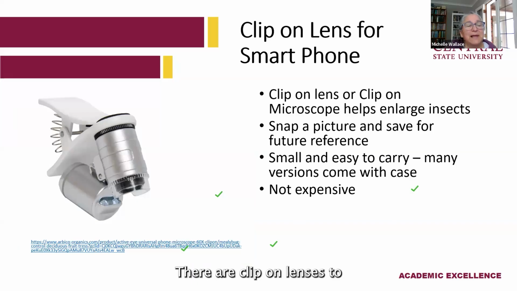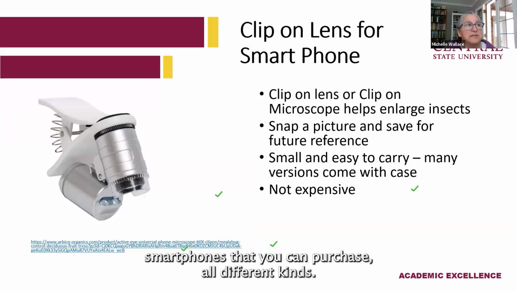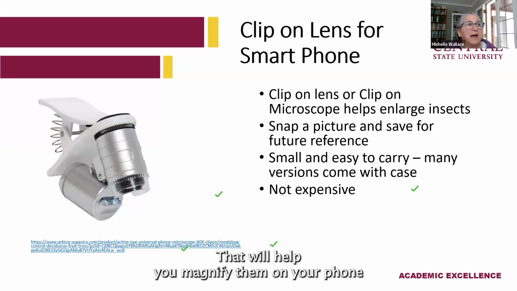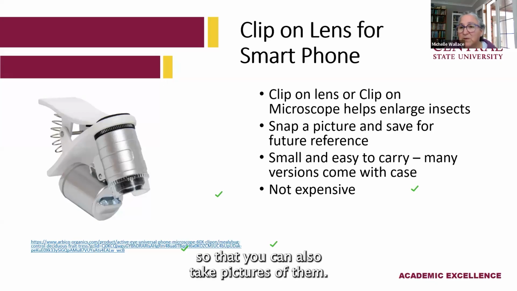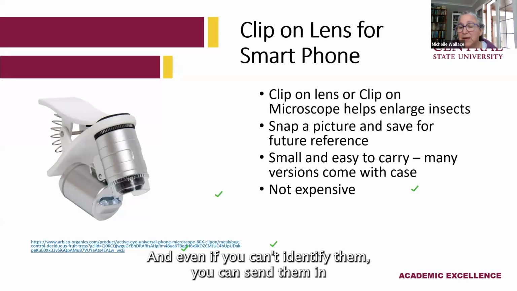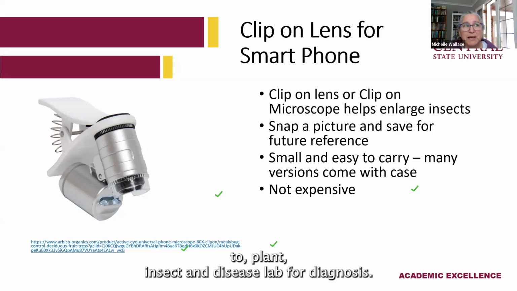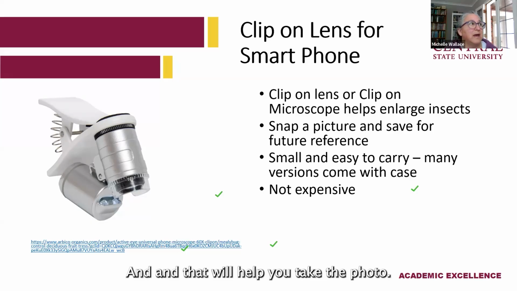There are clip-on lenses for smartphones that you can purchase, all different kinds, that will help you magnify them on your phone so that you can also take pictures of them. And even if you can't identify them, you can send them in to a plant, insect, and disease lab for diagnosis, and that will help you take the photo.